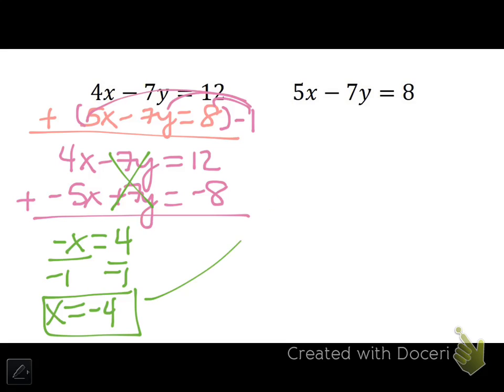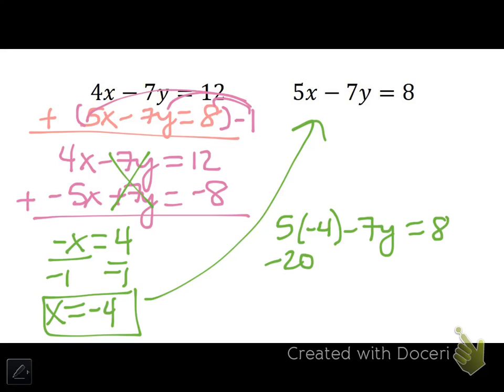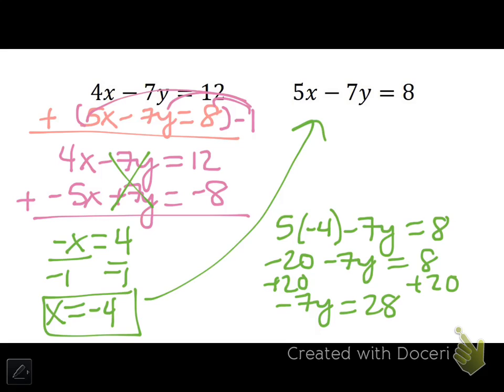Now we got to plug it back in. Let's plug it into this one. Five times -4 is -20. Add 20 to both sides. Always do the thing that's not attached to the variable first. So -7y is equal to 28. Divide both sides by -7. Y should equal -4, not -3. I have a lot of people that think that 28 divided by 7 is 3.